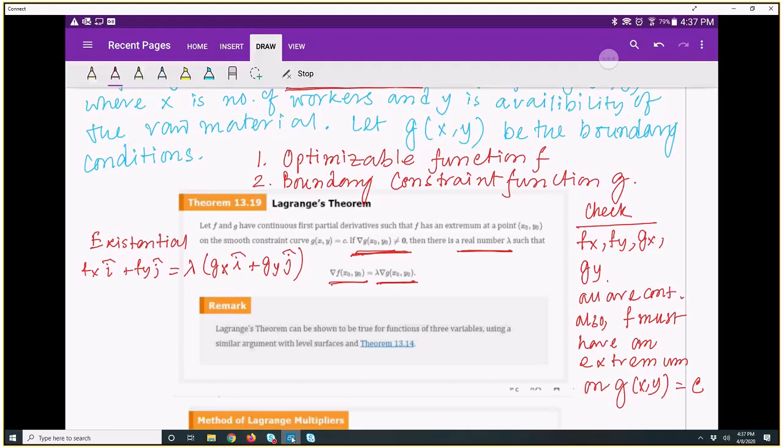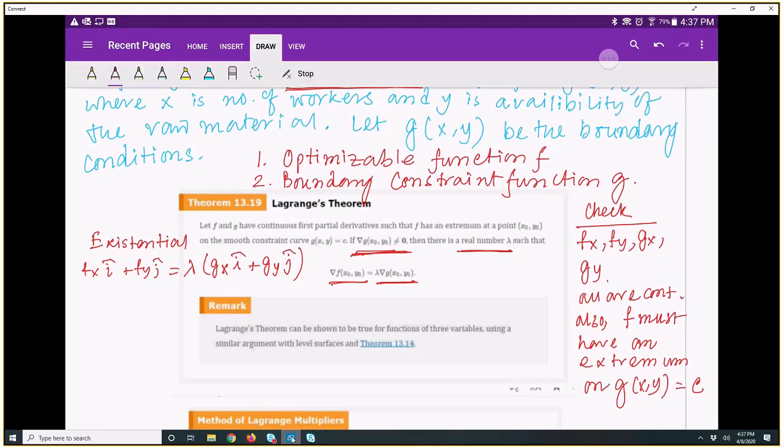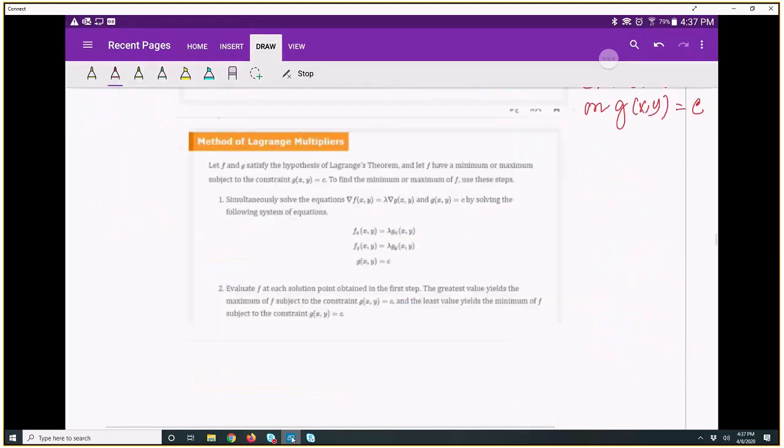And the remark says that if you have this Lagrange multiplier condition and your function, instead of being a 2-variable function, is a function of 3 variables or even more, you can still apply Lagrange theorem and get the supply of this real number lambda. As I said, this theorem is an existential theorem. What I am now interested in is a methodical process of finding the value of lambda, and hence solving problems involving optimizable functions and boundary constraint criteria. So we will go to the method for Lagrange multiplier.